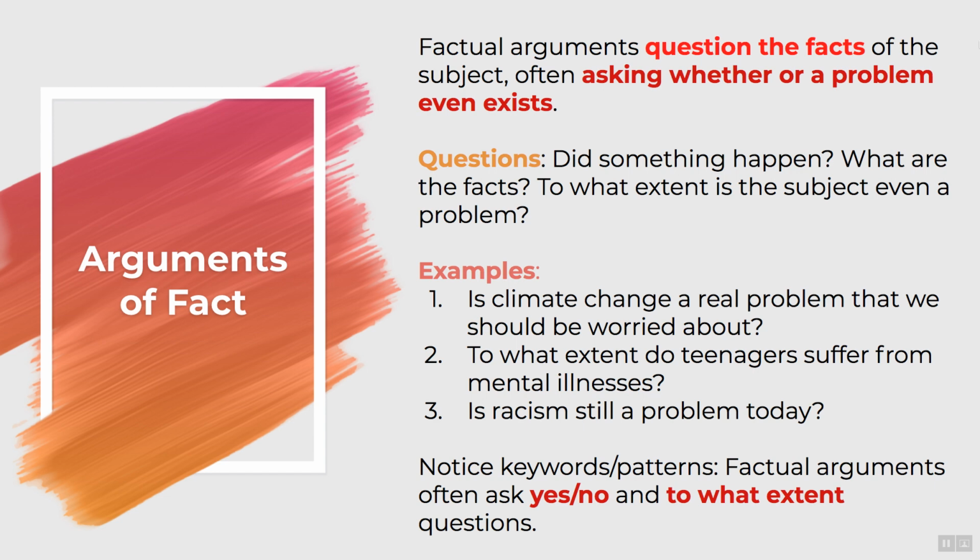Most of the time when we're making arguments of fact, we're really arguing about the extent to which something is even a problem. So here are a few examples. Is climate change a real problem that we should be worried about? While most scientists say yes, there are some people who don't believe that it is. So we would be having a factual argument with those people or to that audience. To what extent do teenagers suffer from mental illnesses? Is another question that if you have an audience that doesn't believe it's enough of a problem to do something about it, then you have an argument of fact that you need to make.